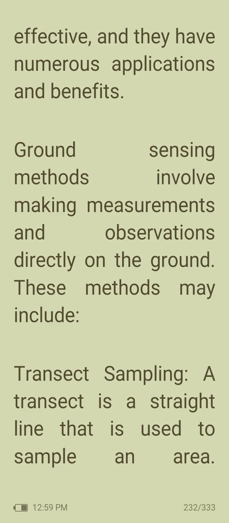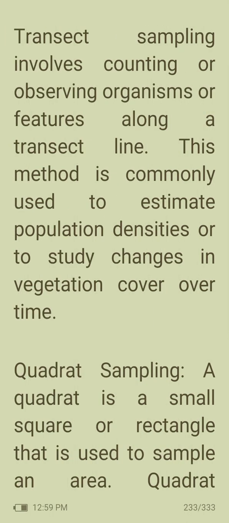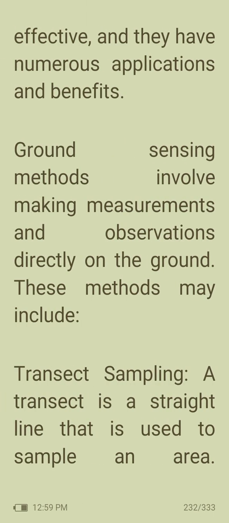A transect is a straight line that is used to sample an area. Transect sampling involves counting or observing organisms or features along a transect line. This method is commonly used for estimating population densities and to study changes in vegetation over time. First one is the transect sampling. Just remember a line.